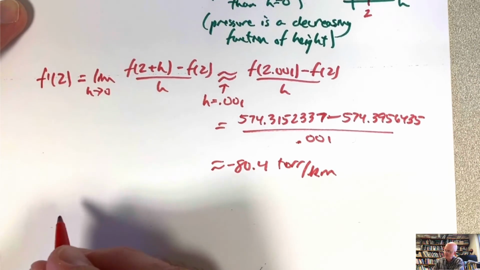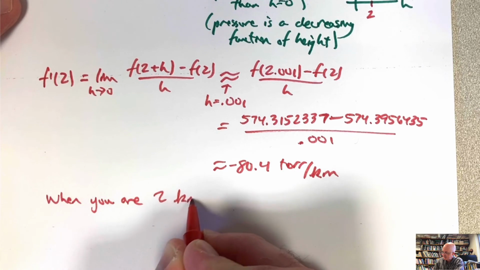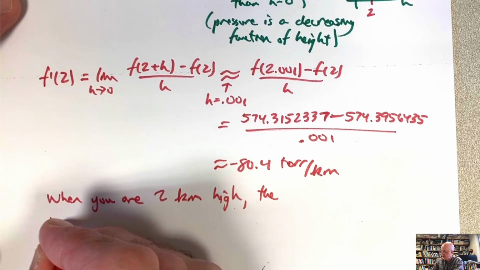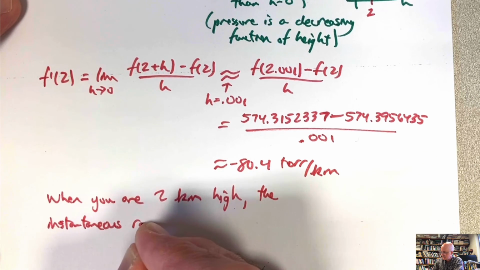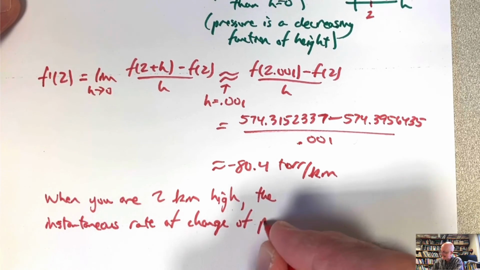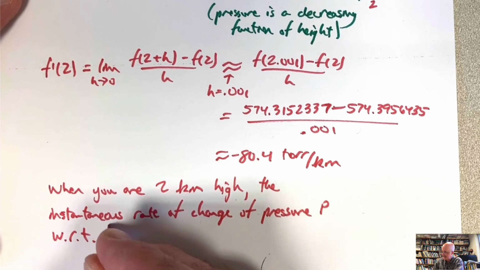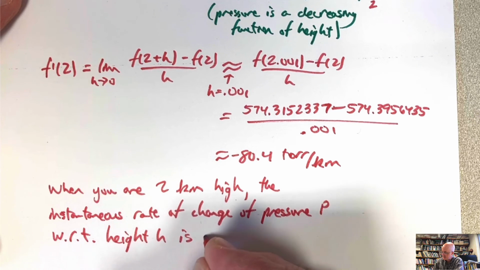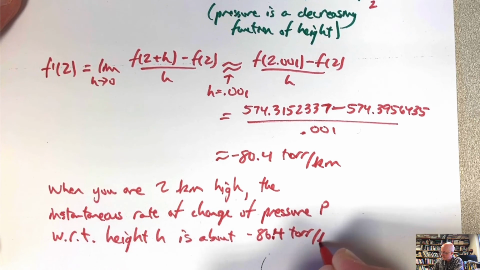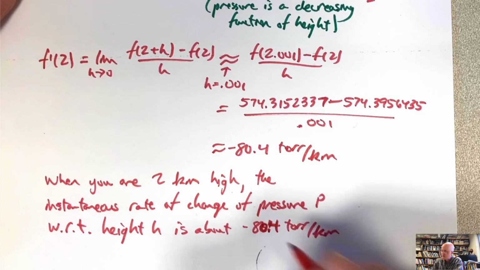More importantly, it means that when you are 2 kilometers high, the rate of change, you could say instantaneous rate of change, of pressure with respect to height, the dependent variable p with respect to, I'll just abbreviate, height h, is about negative 80.4 torr per kilometer.